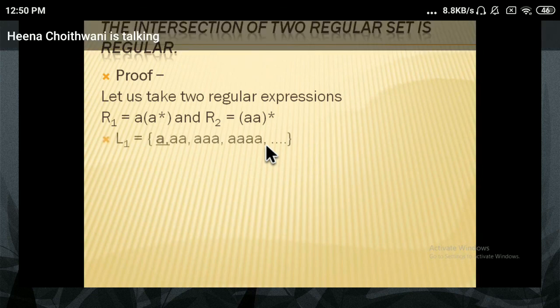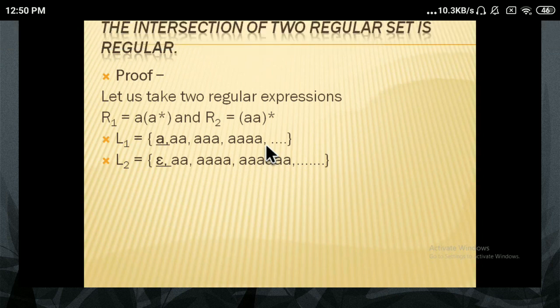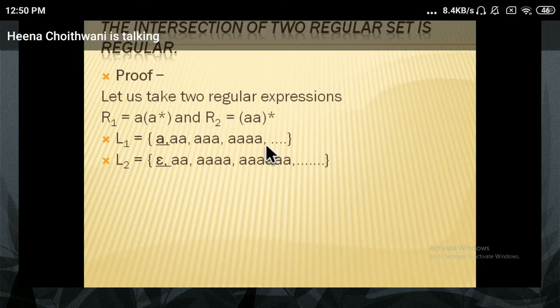Please check how to write. L1 will have A, double A, triple A, 4 times A, and so on. Please check we don't have epsilon here because one A is fixed. L2 will have epsilon, double A, 4 times A, 6 times A, and so on, all possible strings made up of A, but even in length, along with epsilon. If you take the common of these, tell me what will be the common. Tell me the first common string in L1 and L2.